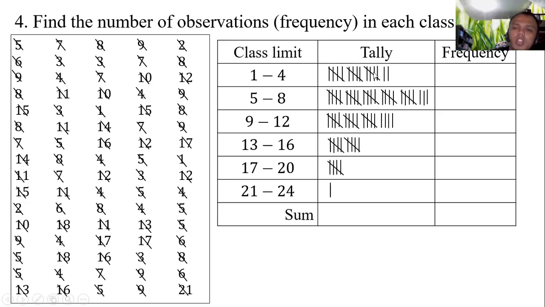Now, frequency. 5, 10, 15, plus 2, 17. 5, 10, 15, 20, 25, plus 3, 28. 5, 10, 15, plus 4 is 19. 5, 10, 5, 1. All in all, we have 80. Okay? Next.